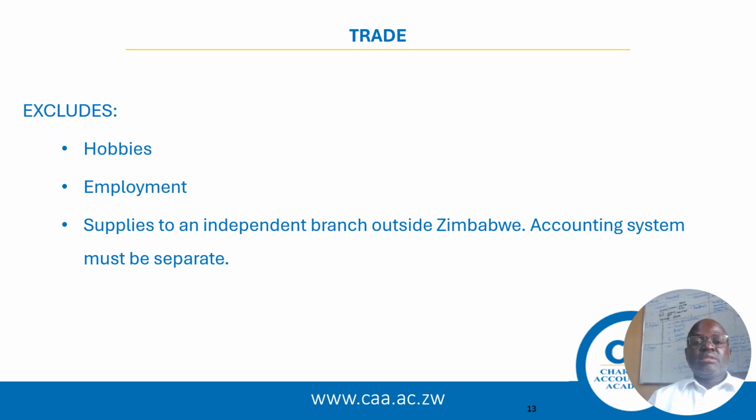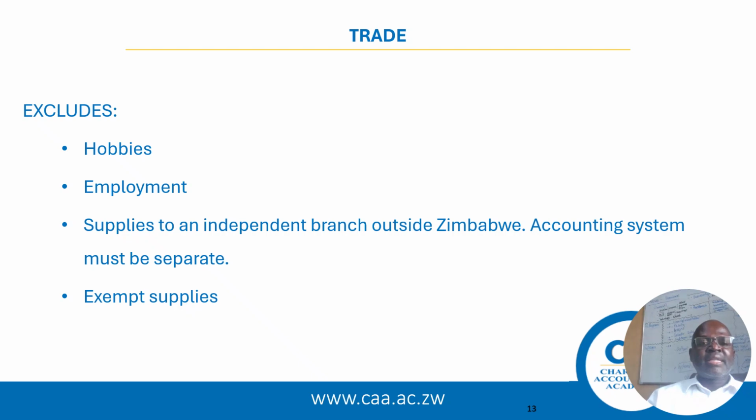It is also not trade when supplies are made to an independent branch outside Zimbabwe. So you can have branches trading or exchanging stock. It is not trade, even if it's happening outside Zimbabwe. Within Zimbabwe, clearly it's just within the same organization, so there's no trade. It's just movement of stock. But if you move stock from one entity in Zimbabwe to another, but then it's a branch and that branch is independent, then again we're saying it is not trade.